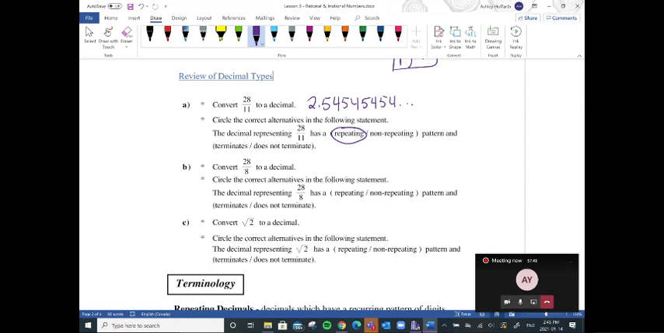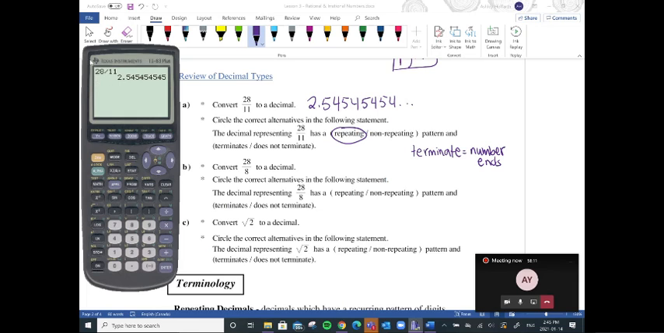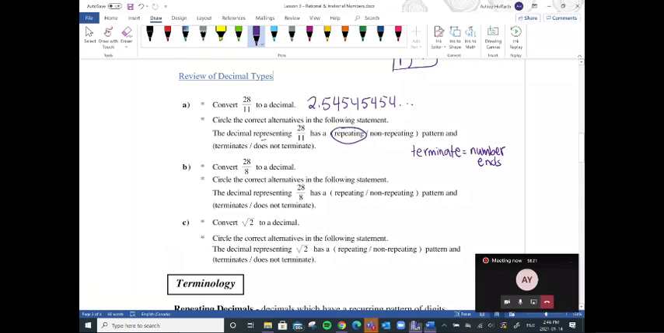Now terminate and does not terminate means, so terminate means the number stops at a certain point. And then obviously does not terminate means it continues on forever, or to infinity. Now, if it goes all the way to the end of the calculator screen like that, and there's a repeating pattern like that, you can assume this does not terminate, which means it goes on forever. So does not terminate or does not end.